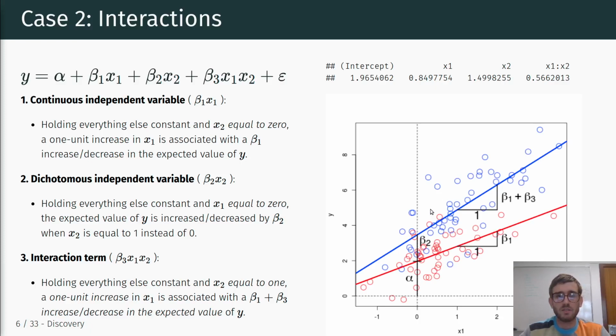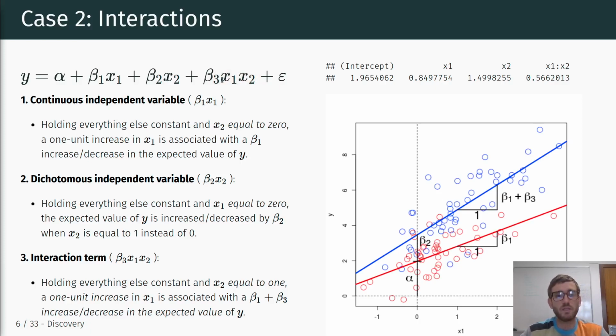Now if we want to examine what change in y we expect for 1 unit increase in x1 when x2 is equal to 1, basically what we have to do is add beta 1 and the interaction term beta 3, because if you look at the original model specification, if x2 is equal to 1, this term cancels out.